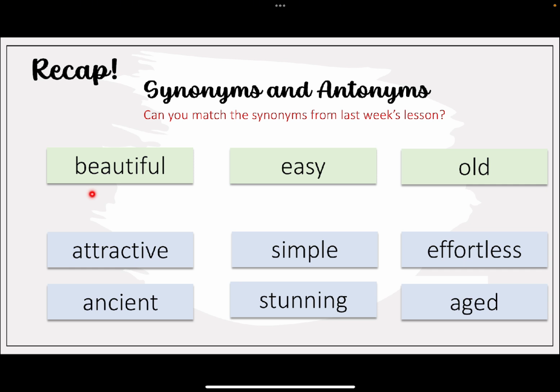Okay, so for the word beautiful, we have attractive and stunning. The word easy, we have simple, effortless. And for the word old, you might have said ancient or aged.